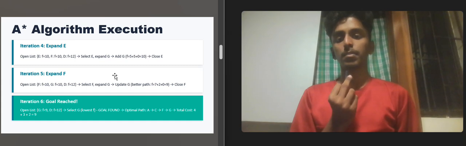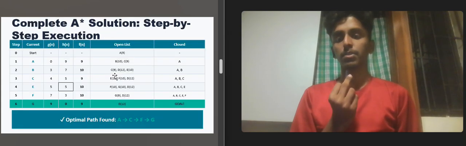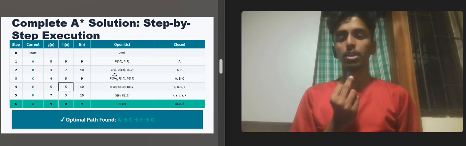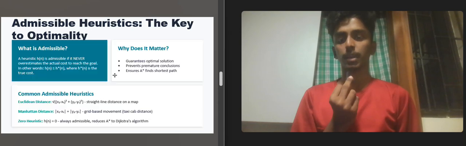This table shows the complete step-by-step execution. It includes current node, g(n), h(n), and f(n) values, open and closed list. This helps us clearly track how the algorithm progresses and find the optimal path.